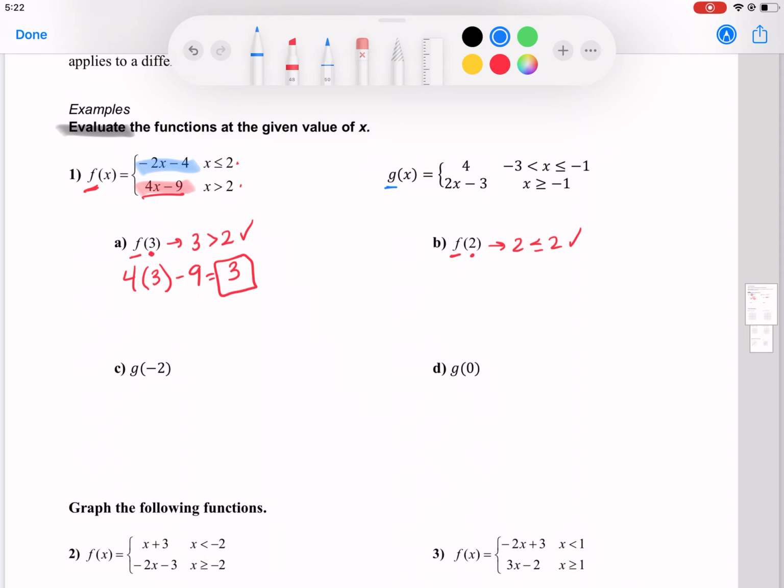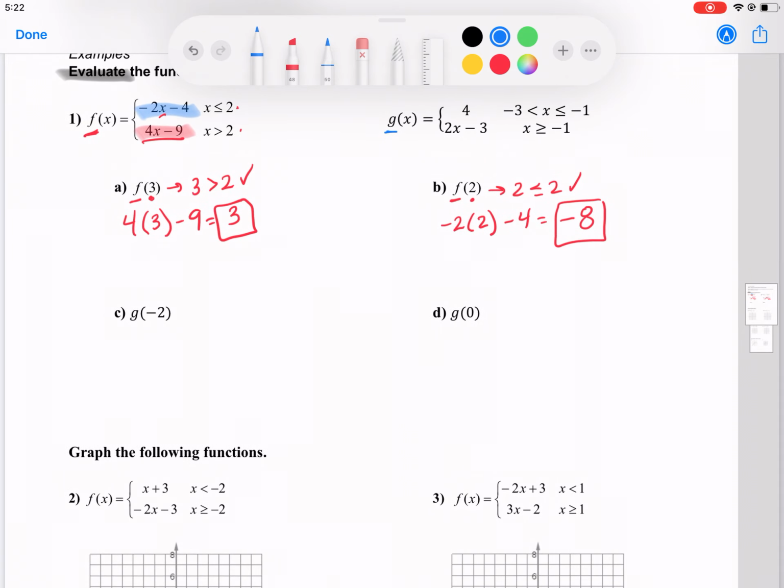So since we're using the top equation, we'll do negative 2 times 2 minus 4. So we're just putting that 2 in for the x. So that's negative 4 minus 4, or negative 8. You could just type that into a calculator if you want.